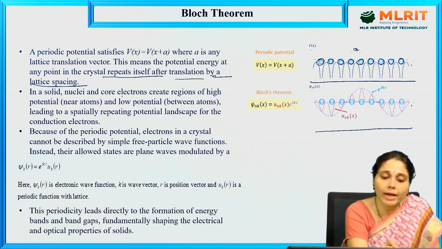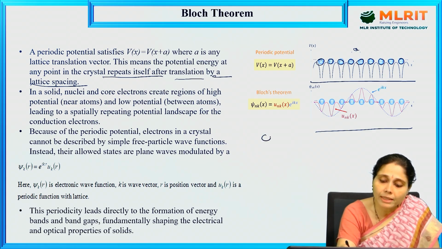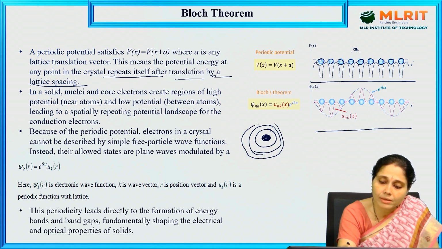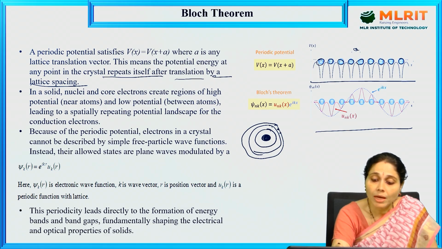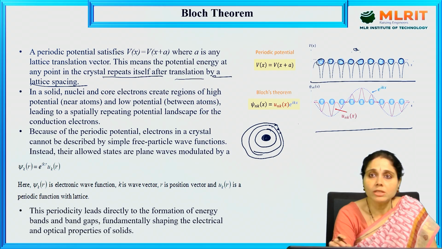So nuclei and core electrons, what happens here? At the center there will be the nucleus, and we have so many electrons revolving in particular orbitals. These are all things we know. Core electrons create regions of high potential near atoms. That means these are attracted by other atoms, and also by the nucleus. But to have stability of the atom, the electrons move in particular orbitals. These are all things we know.